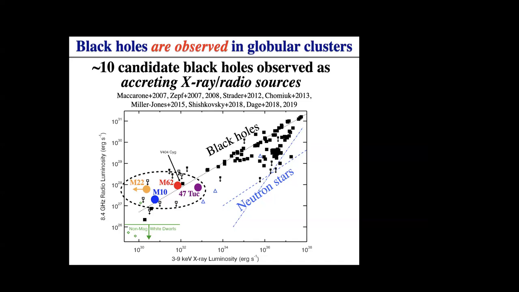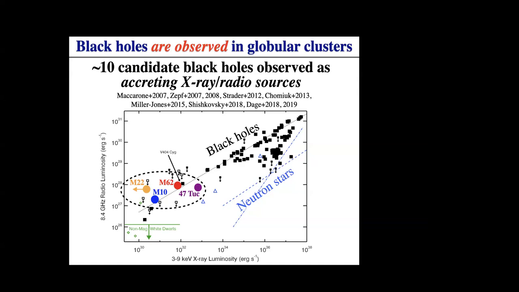And later on, this paper by Jay Strader in 2012, and then some subsequent papers from Jay and his collaborators, found galactic versions of these. So this includes the M22 source that I already mentioned. These are lower luminosity X-ray sources, so they're not as bright, but in a lot of cases, they also have radio counterparts.